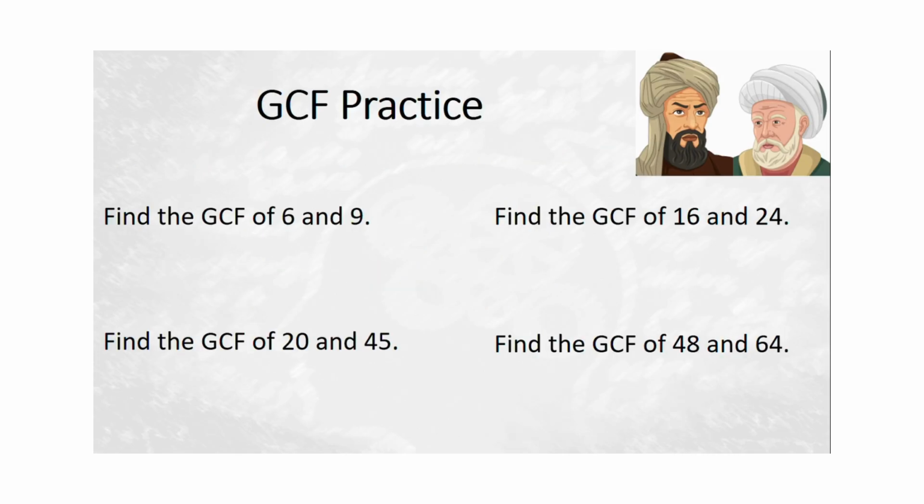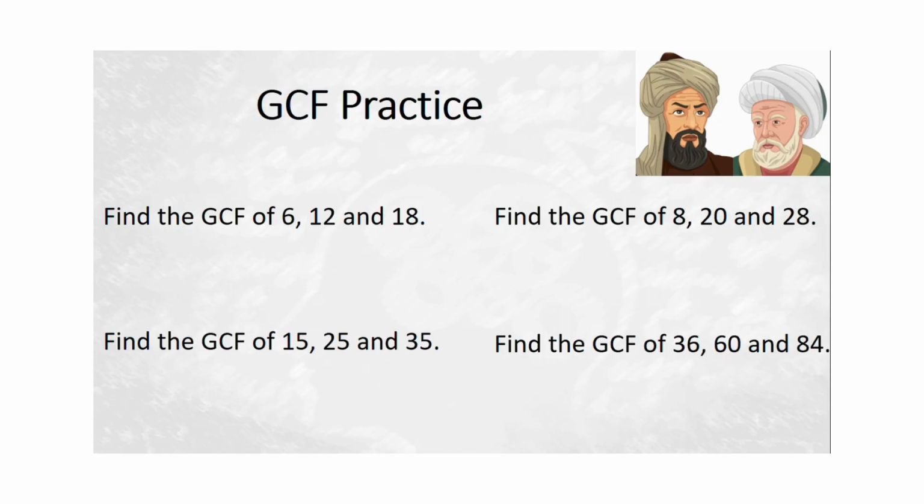Okay, time for you to practice. Try to find the greatest common factor of each of these problems. Pause the video, and I'll let you know the answer. Okay, I hope you've tried. 6 and 9 is 3, 16 and 24 is 8, 20 and 45 is 5, and 48 and 64 is 16. I hope you had success.